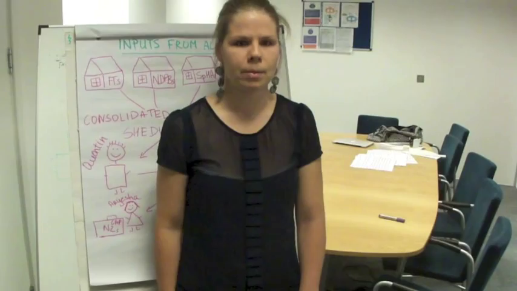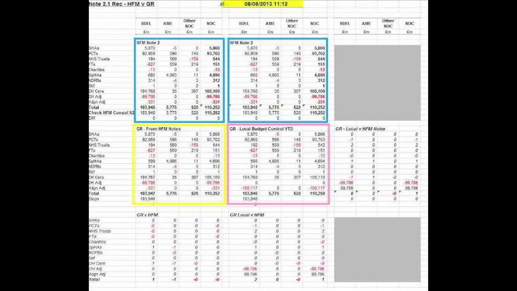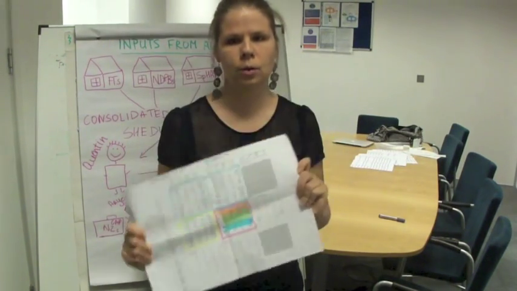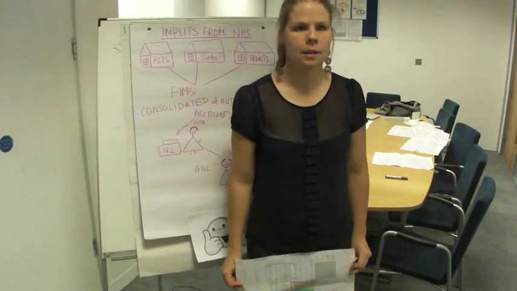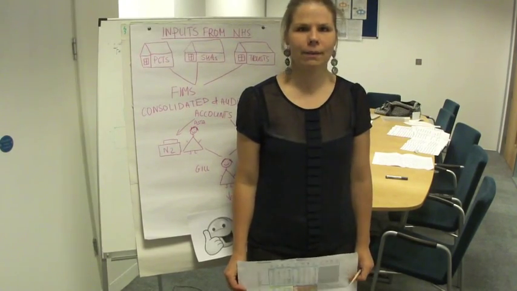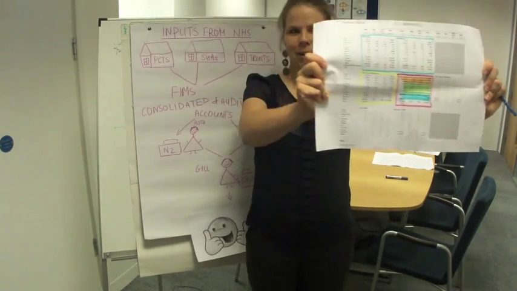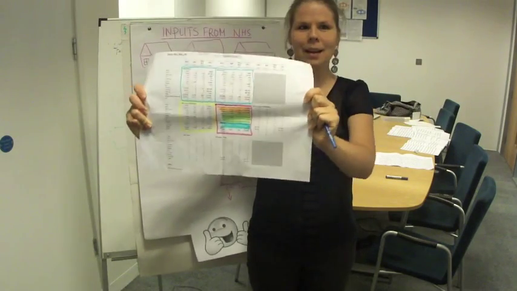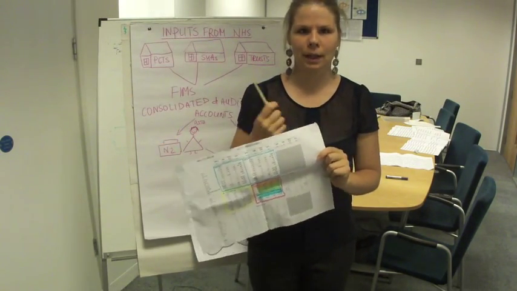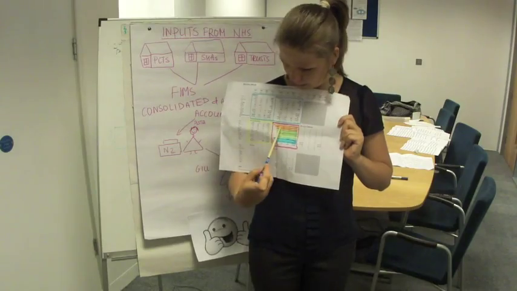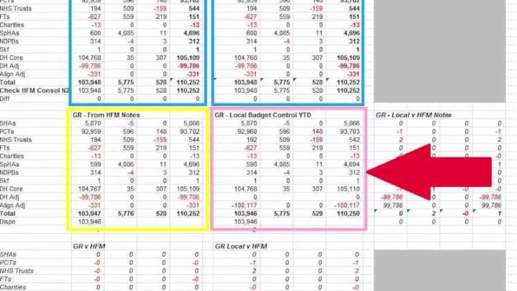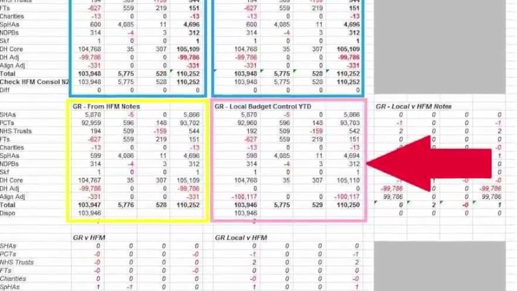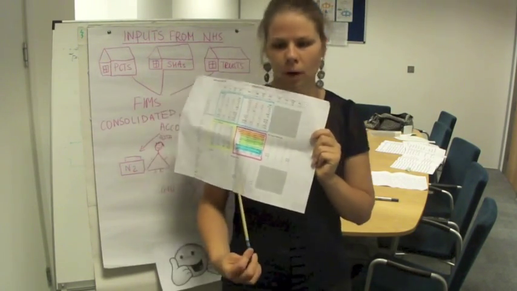As an example for my presentation, I will be using the Node 2.1 reconciliation file. However, Node 2.2 is produced on the same basis. So let's look at how we actually arrive at this brilliant reconciliation. I'm going to start with the local data, this one, which fills the GR local budget control box in the Node 2 rec. Please see your printouts, box rounded pink.